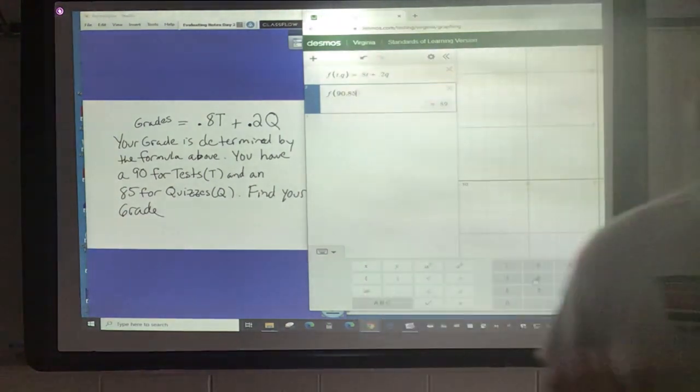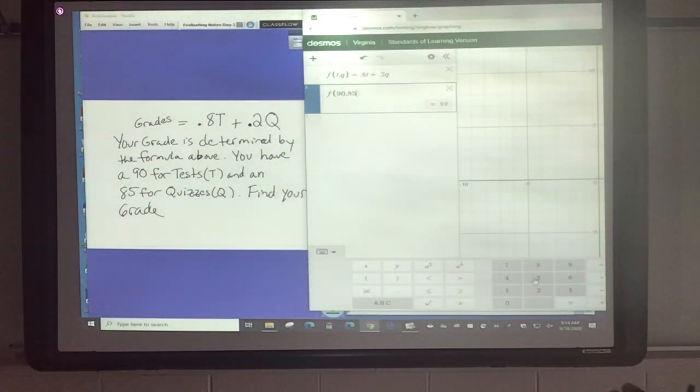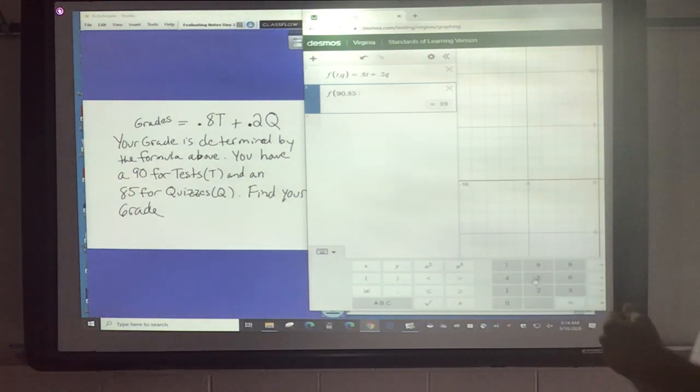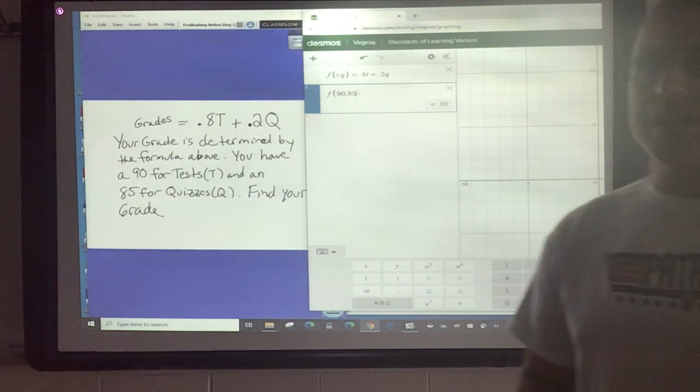So I hope this clears some things up as far as the Casio goes, about how to type stuff in. All right, if you go through those steps, all those evaluating questions are the same.